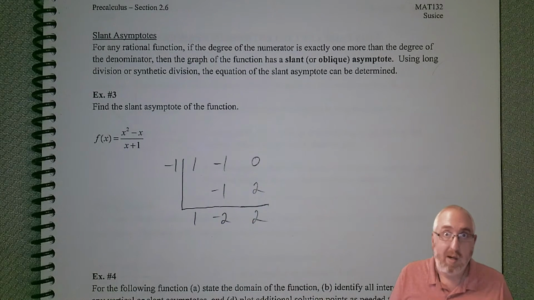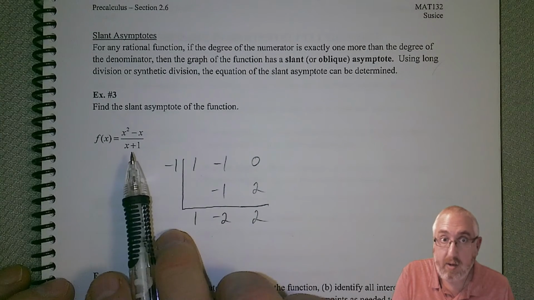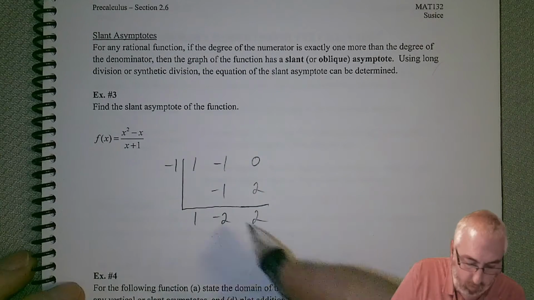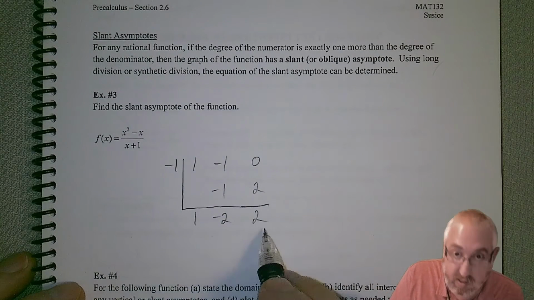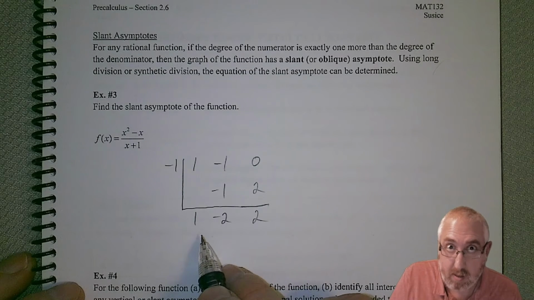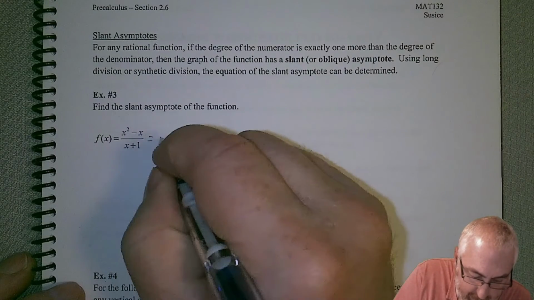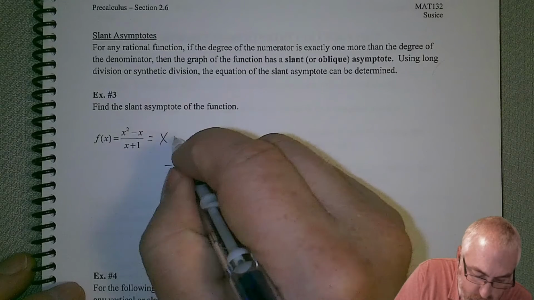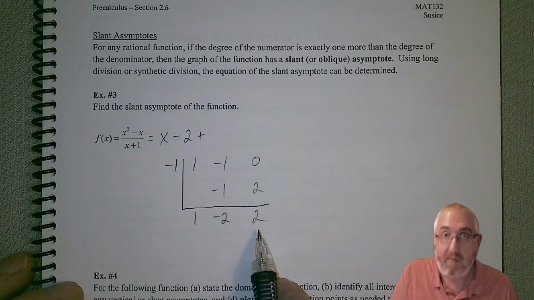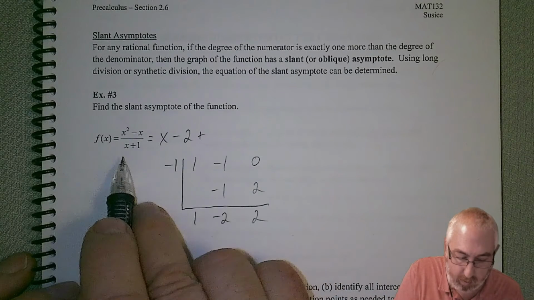So remember, what does this tell us? That means we can rewrite this in a different way using a quotient and a remainder. In this case, this is our remainder, this is our constant, and this is our x coefficient. So this should be equal to x minus 2 plus our remainder. And our remainder, remember, we have to put it over the divisor, so in this case it would be 2 over x plus 1.